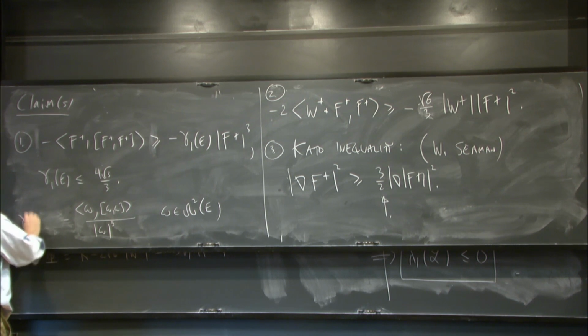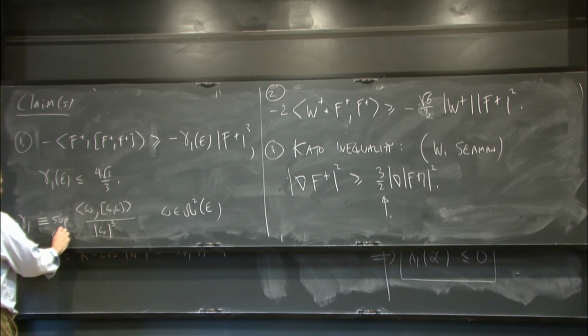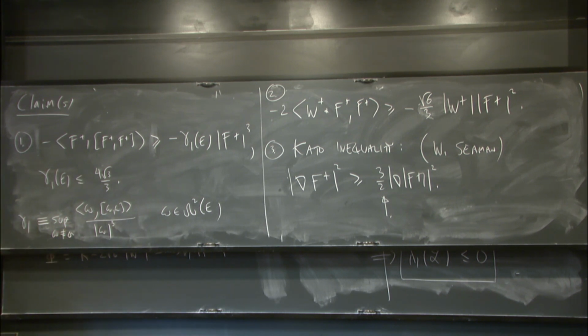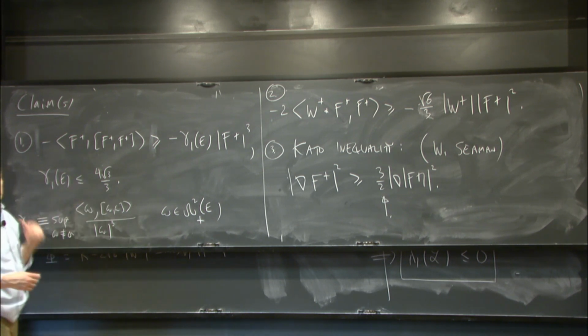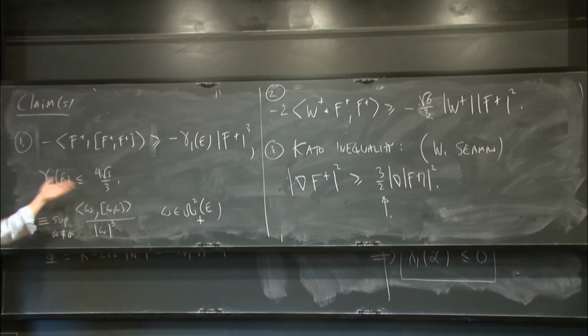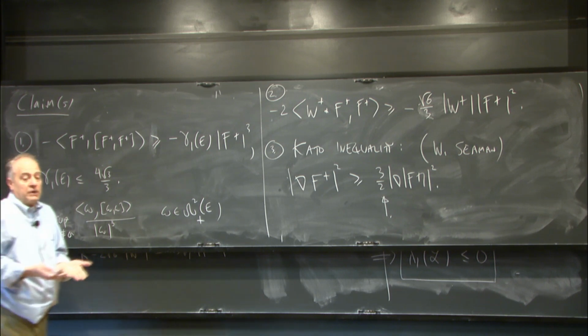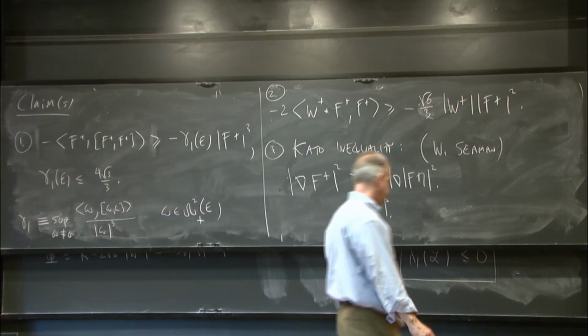So gamma 1, by definition, is the sup over all omega, omega self-dual. That's just the definition. So then using some algebra, you can see that there's this universal upper bound. But you might have bundles for which this is small. In fact, you can write down bundles for which it's smaller.